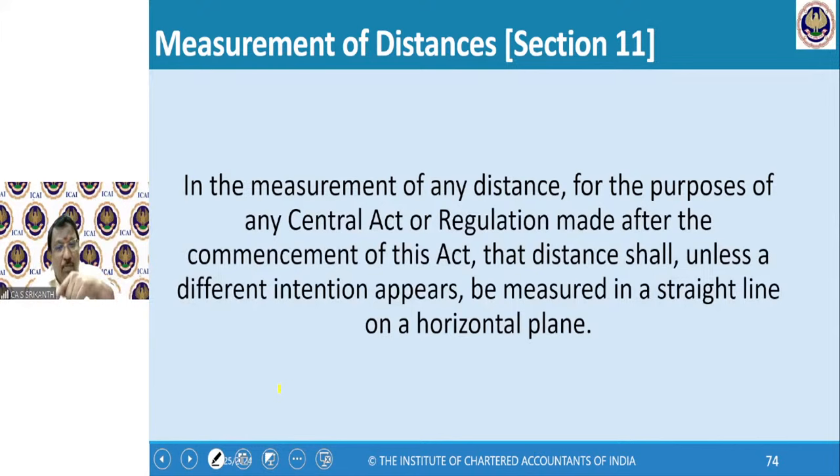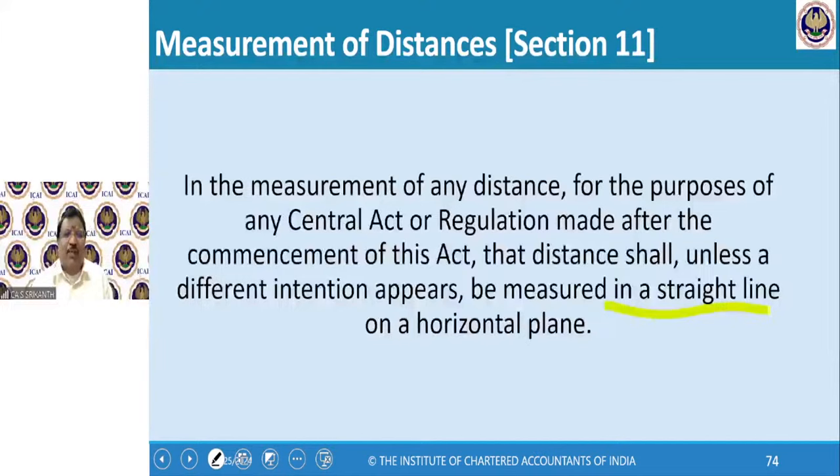road measurement. No. Similarly, Income Tax Act was amended and said, for agricultural land, 9 kilometers should be measured as the crow flies. They have used the word, as the crow flies. How the crow will fly, yeah, in a straight line. As the crow flies. In fact, again, more of an interesting point.